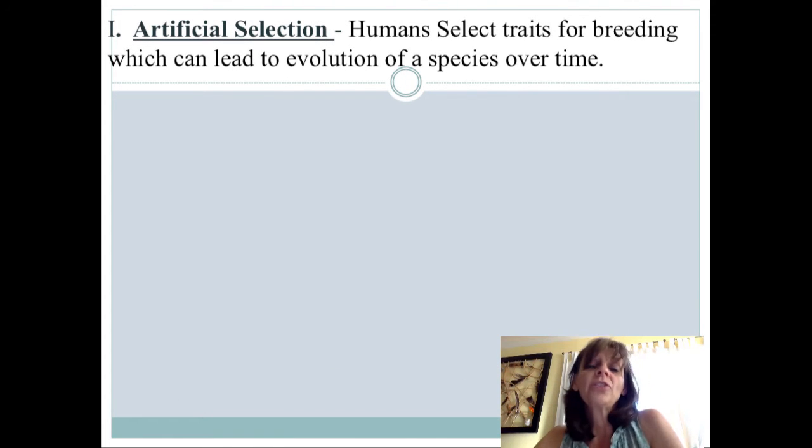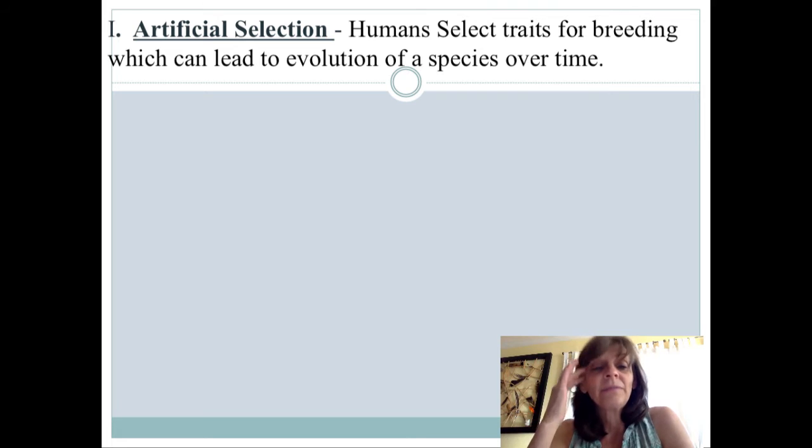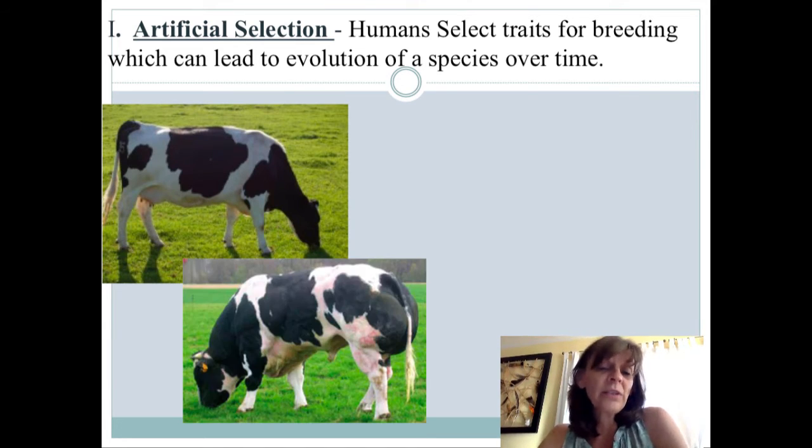All right, first let's start with artificial selection, which is something that Wallace and Darwin both recognized as evidence for the process of natural selection. So humans often select traits for breeding, which can lead to evolution of a species over time. They do this with domesticated livestock. You might want a cow that produces a lot of milk. So those have been selected for and now have become a separate breed from the cattle that you use for meat.